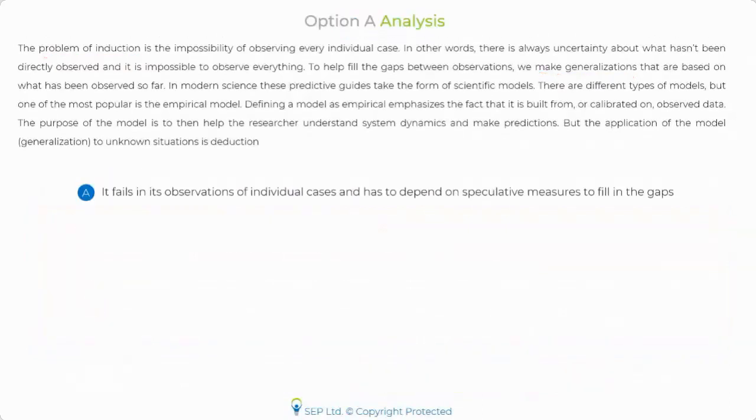With that thought, I move to the elimination of the answer choices. So the problem with induction is it fails in its observation of individual cases. Now I stop here. It fails in its observation of individual cases, and I ask myself, impossibility of observing every case, is this and this same? Guys, tell me, all of you. I'm going to ask you a yes and no. Wait. Are these two expressions same, guys? You can answer me in the poll. Just read those two expressions and tell me, is it the same thing?